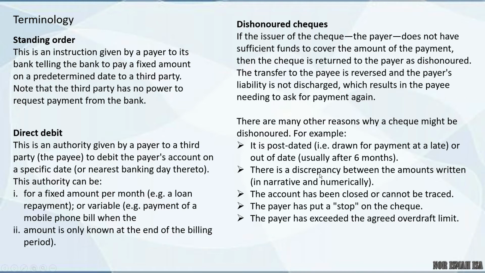There are differences between the amount in narrative and numerical. The account has been closed and cannot be traced. The payer has put a stop on the check, and the payer has exceeded the agreed overdraft limit. This is a point to note.